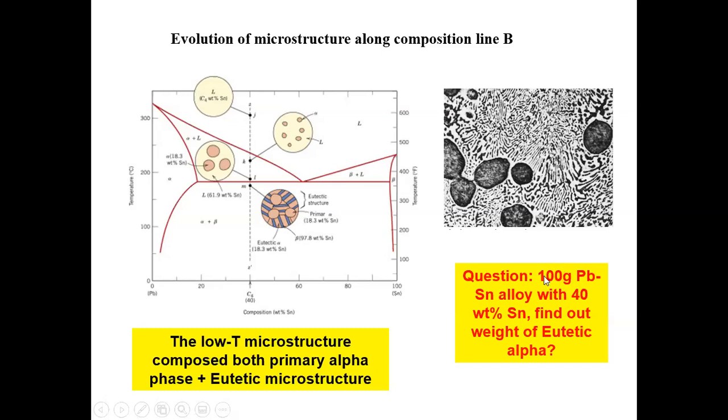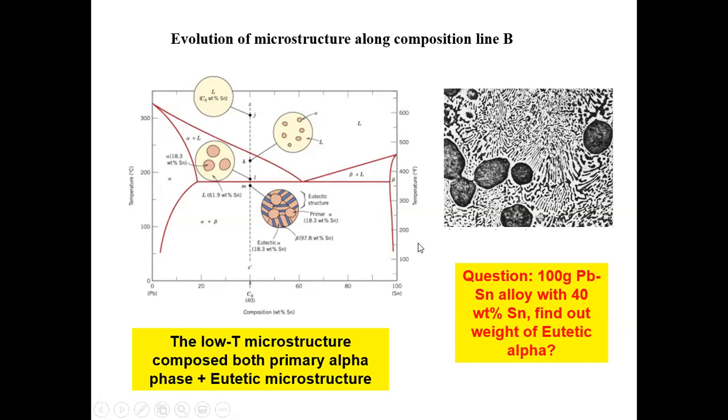How many grams of this stripe-like alpha do you have? 18.3. No, that's the composition. That's the composition. I'm asking for the mass. Okay, so think about it. It's not a straightforward question. You have to do some calculation, a pretty sophisticated calculation.